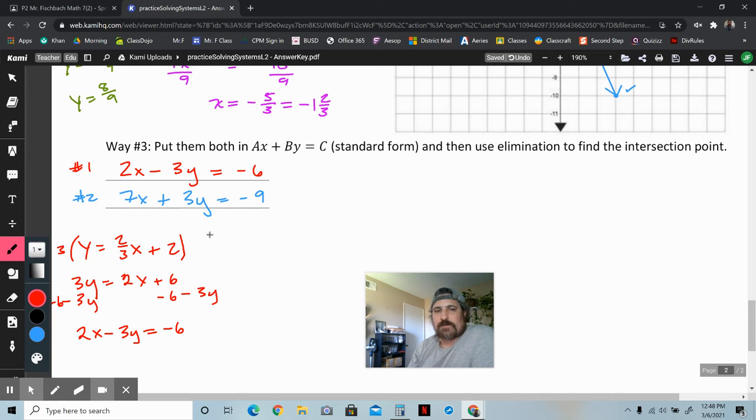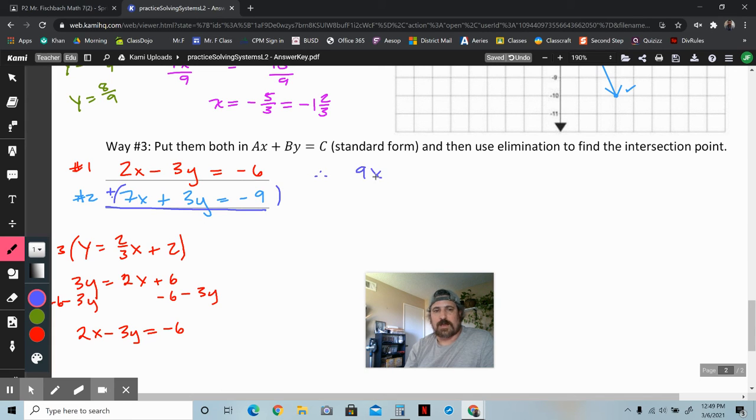If you were to combine these right now, does anything get eliminated that you want, right? Does the y term go away or the x term go away? In this case, it works out pretty easily for us. As you guys can see, when you combine these right now, the y terms will in fact cancel out, right? So 2x minus 3y equals negative 6 plus 7x plus 3y equals negative 9 will leave you with 9x. I'll write it over here on the left-hand side just so I can do it.